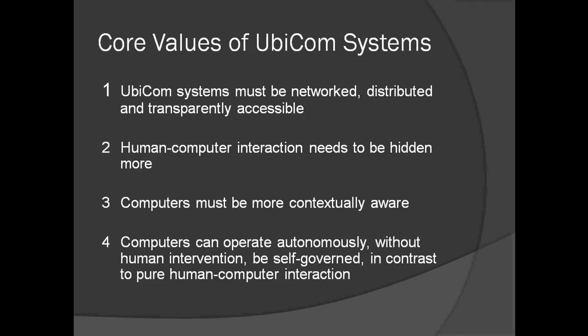Here are some core values for a UBCOM system. Number one, they must be networked, distributed, and transparently accessible, which means that ubiquitous computing systems need to make sure they can communicate with one another through a large network. They need to be distributed to be able to communicate from one to another, and transparently accessible, meaning that there's not a lot of barriers of entry when it comes to using the system.